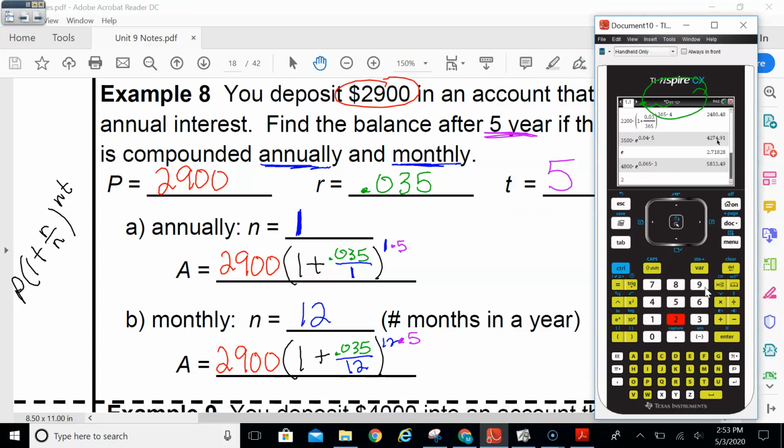So 2,900 times 1 plus, and I'm doing control divide here to get the fraction sign, 0.035 over 1 for the first one for part A. Close it and do the exponent, and we're going to multiply 1 times 5 in the exponent. And we get that decimal. And I'll come write it in just a second, but let me go ahead and get the other one. Oops. So enter. And then change the 1 to 12 for monthly. And then change this one to 12.